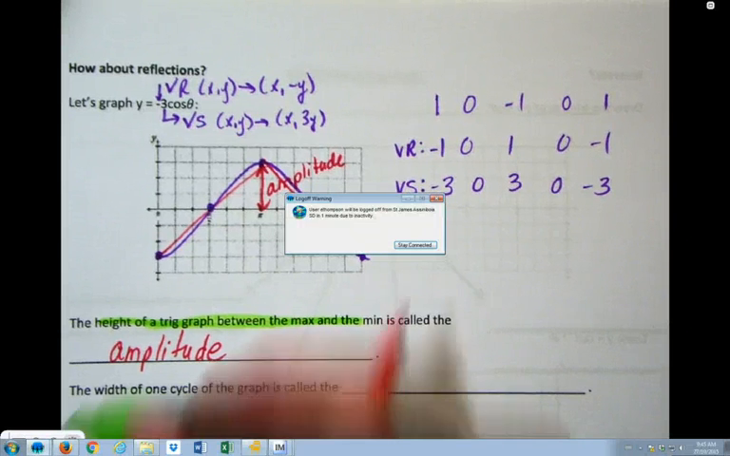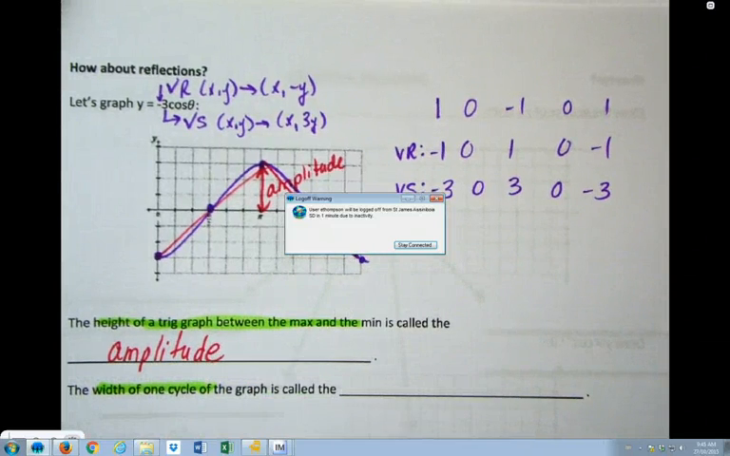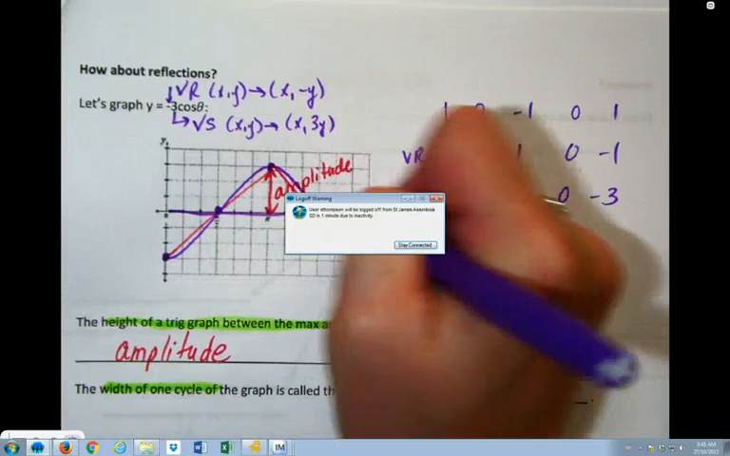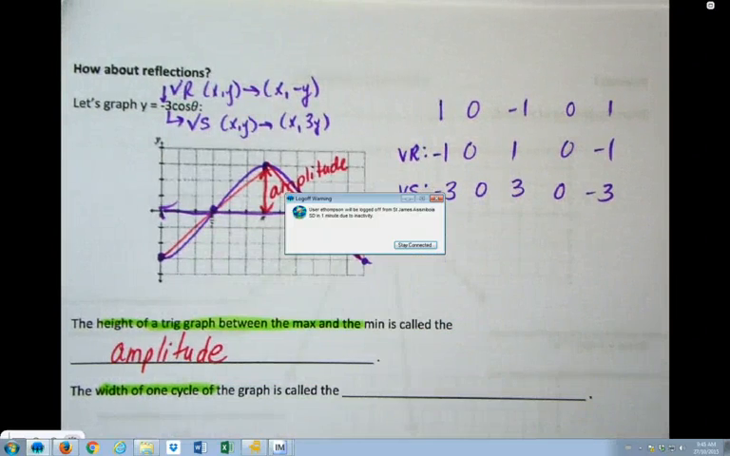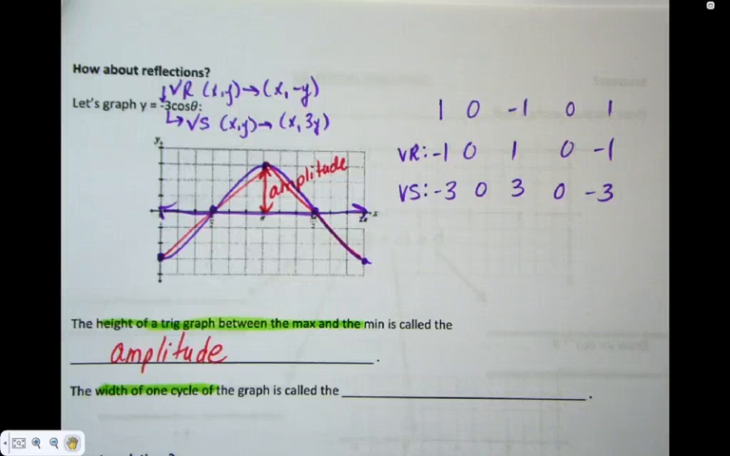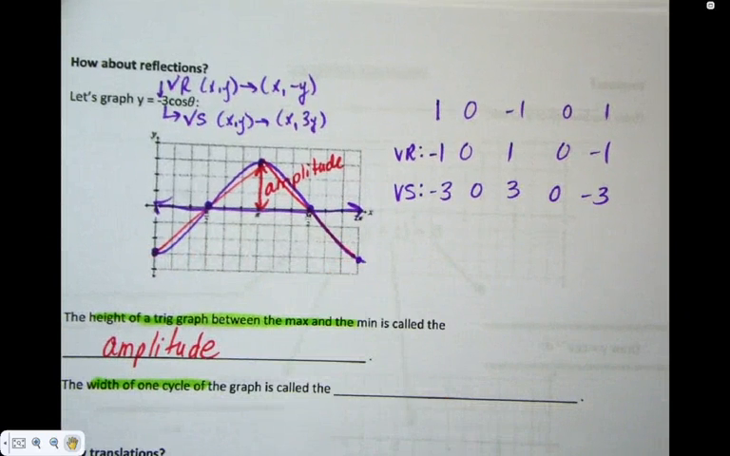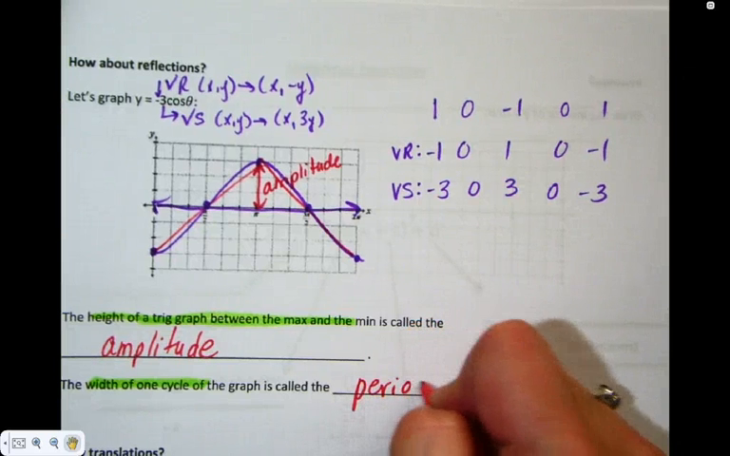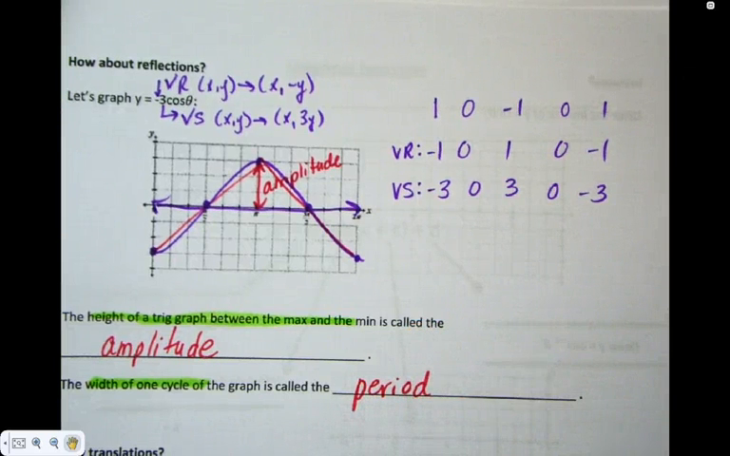The width of one cycle of the graph. This would be from max to max, or from min to min. Doesn't matter. I just chose to go from the bottom of the graph to the bottom of the graph. It's called the period of the graph. Where did you get these words from? I just stole them from other mathematicians. Where did other mathematicians get these words from? Probably a physicist came up with amplitude, is my guess. Well, I don't know. These are going to come back tomorrow and the day after, so just keep those graph ideas in your head. Amplitude is the height of the graph. The width is called the period.